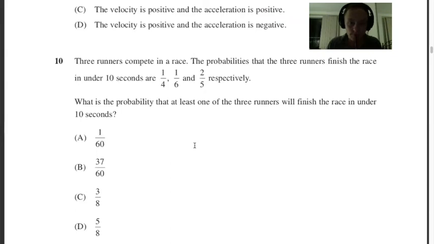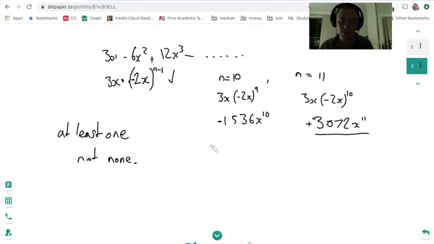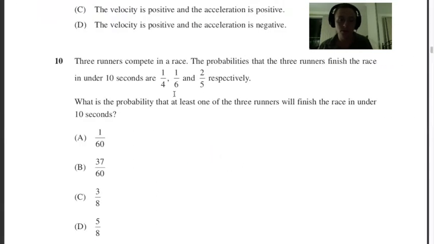Not none. So we can find the probability that none of the runners will finish the race in under 10 seconds. And if we want to find the probability that at least one finishes, we just simply subtract that from 1, 1 being 100% of the cases, or all of the cases. So we will find the probability that runner 1 does not finish in under 10, 2 does not finish in under 10, and 3 does not finish in under 10. And that looks like it's going to be 3 on 4, 5 on 6, and 3 on 5 respectively. Let's just check those. 3 on 4, 5 on 6, 3 on 5.